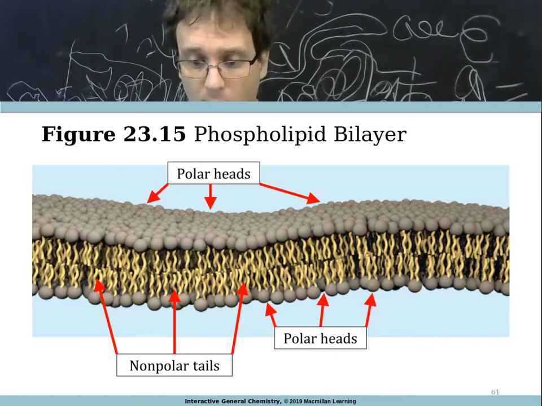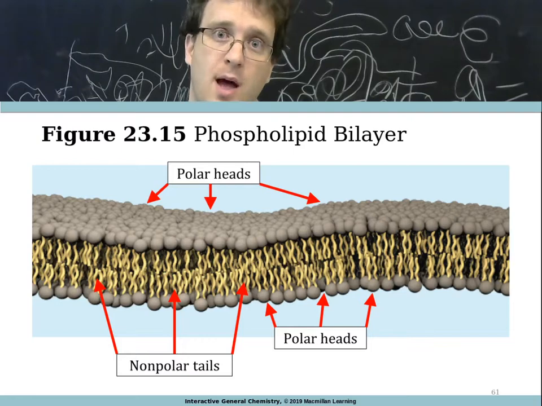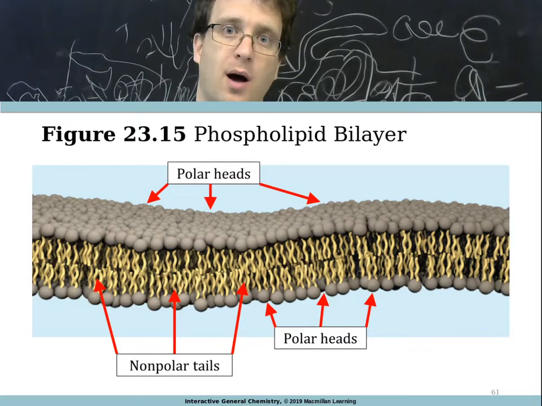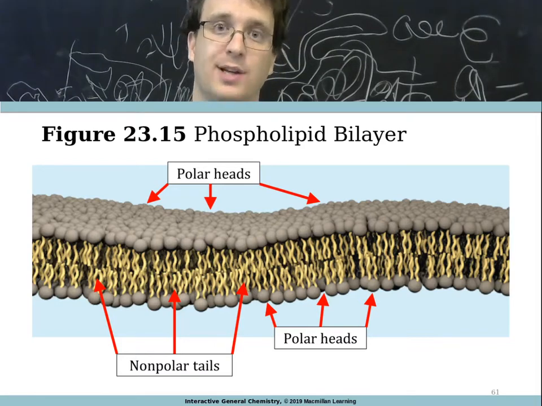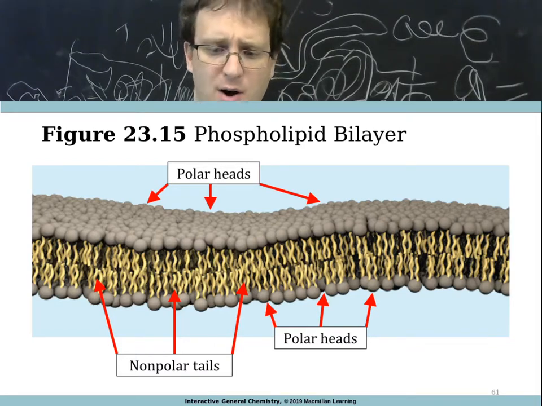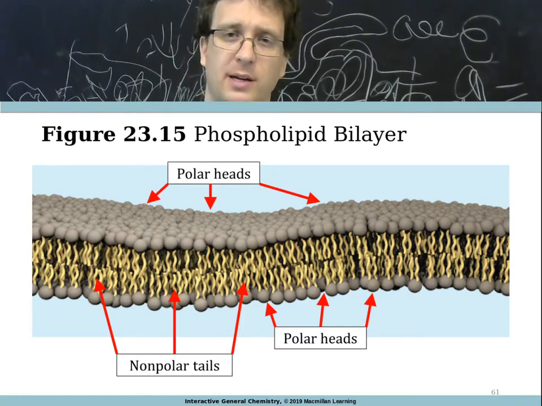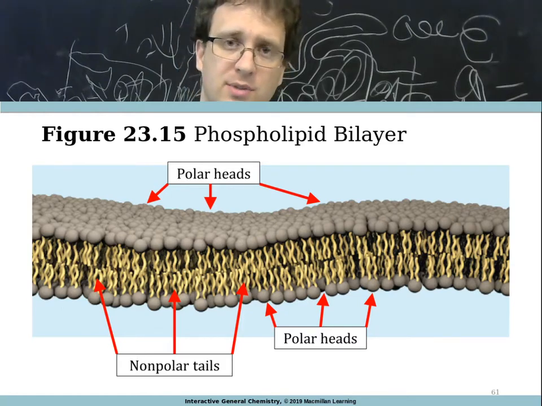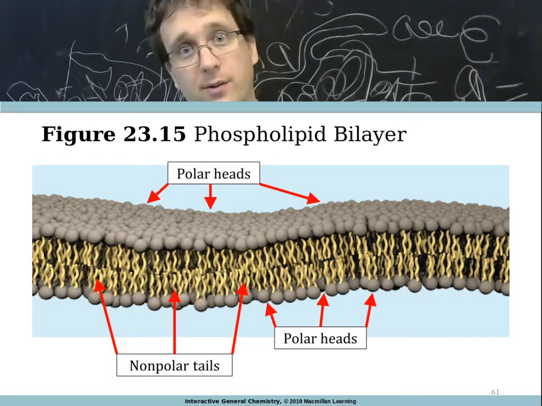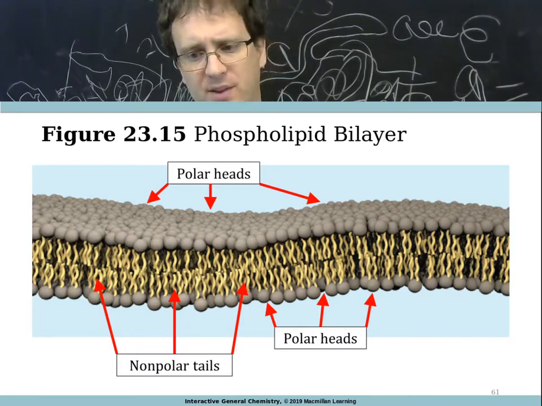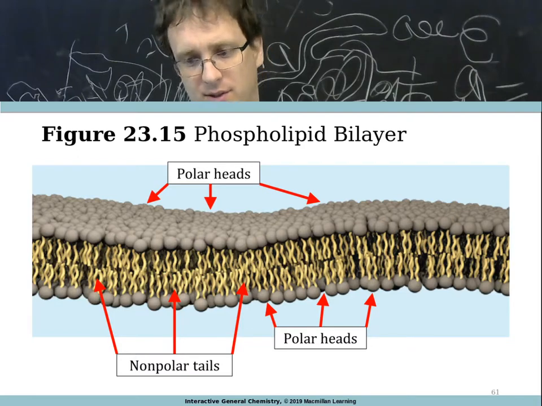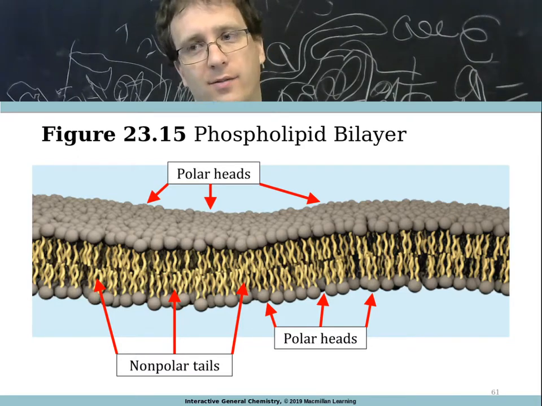So what will happen is these phospholipids will form a bilayer where the polar heads are pointing both to the inside and the outside of the cell. But their non-polar tails don't want to be near the water, or I should say it's energetically unfavorable for them to be in contact with water. So they will sequester themselves on the interior and form a membrane. That phospholipid bilayer is a fundamental part of every cell and every organelle within every cell.